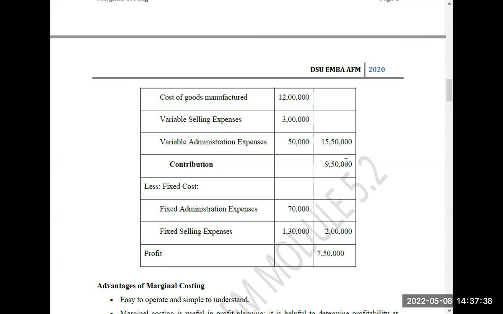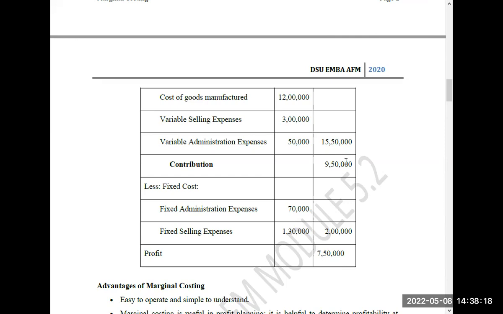Contribution is 100. Variable cost is 60. What will be the sales? Tell me the answer. 160 rupees is the sales. Sales is 200. Contribution is 150. What is the variable cost? 50. Sales is 200. Variable cost is 120.